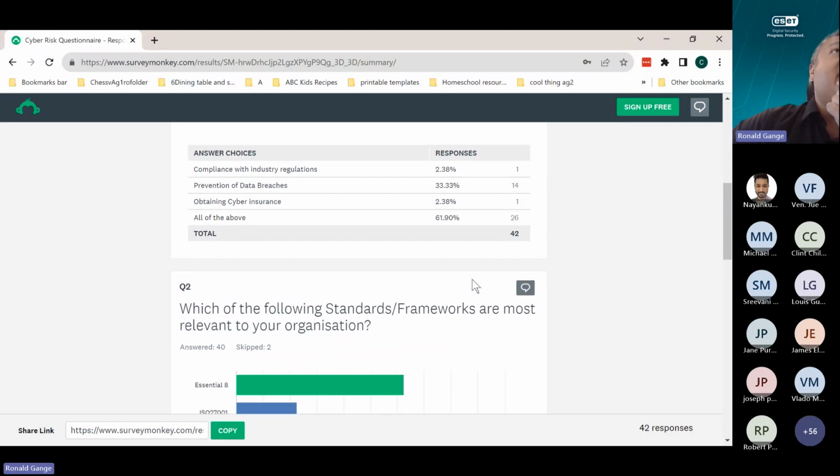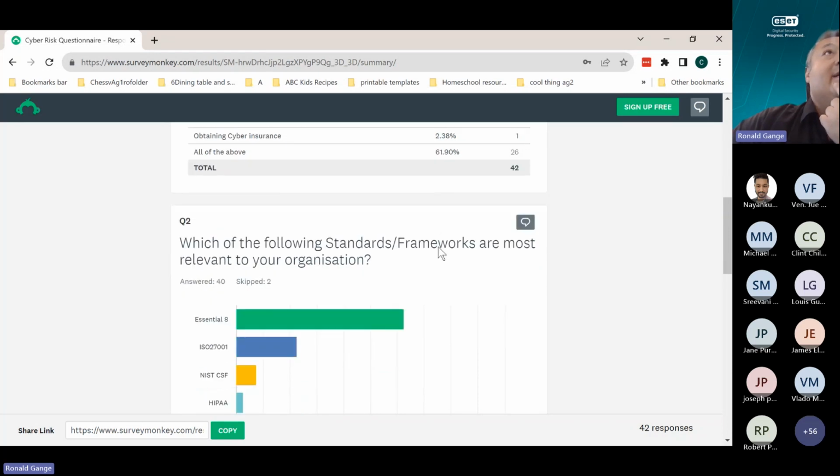So what we can see here is that with regards to the current requirements, the most important thing, of course, is the prevention of data breaches, because those are the ones that are most related to the kind of costs that you have for the company. And secondly is all of the above, because the other things are also important in terms of compliance with regulations, as well as obtaining cyber insurance. But this shows you the primacy of the need still to prevent data breaches as the number one concern.